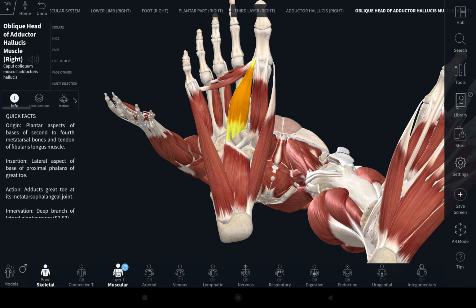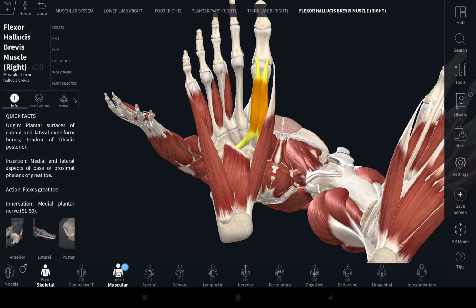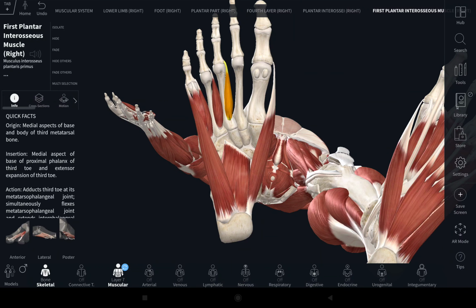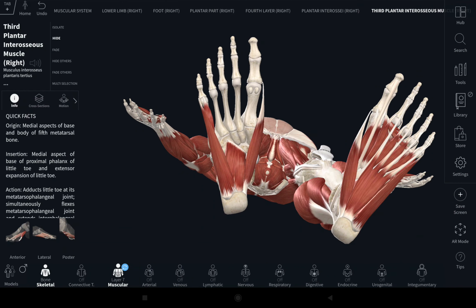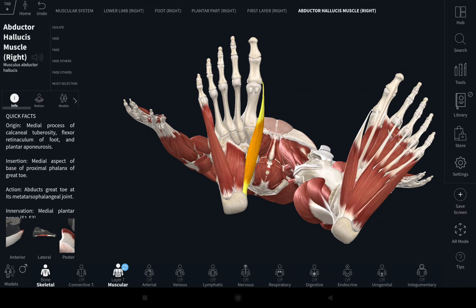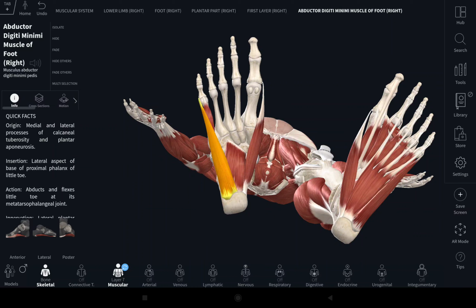We remove them, and this is the flexor hallucis brevis muscle. We remove them. The muscles exposed here are the first plantar interosseous muscle, the second plantar interosseous muscle, and the third plantar interosseous muscle. We remove them. Now the muscles exposed here are the abductor hallucis muscle, the quadratus plantae muscle, and the abductor digiti minimi muscle.